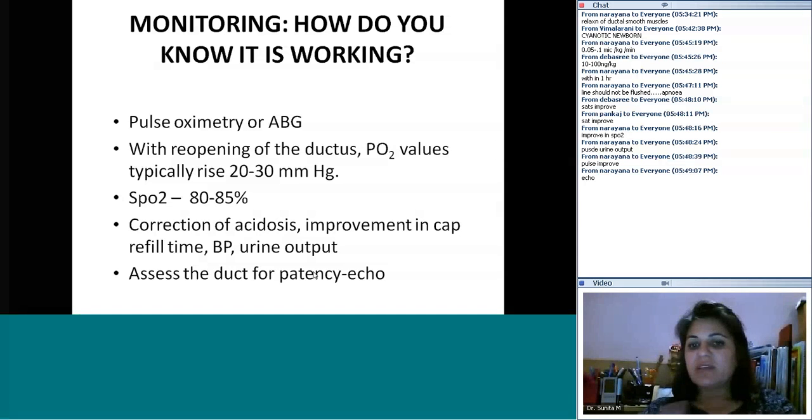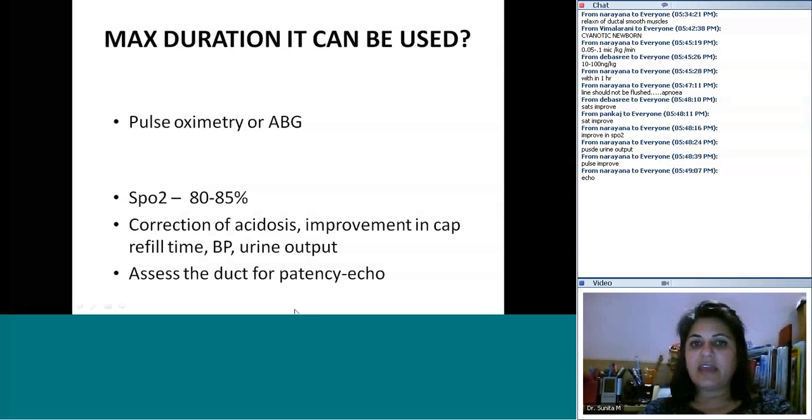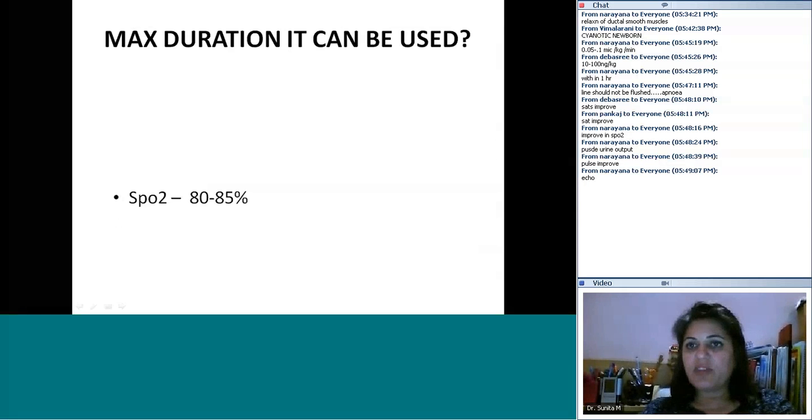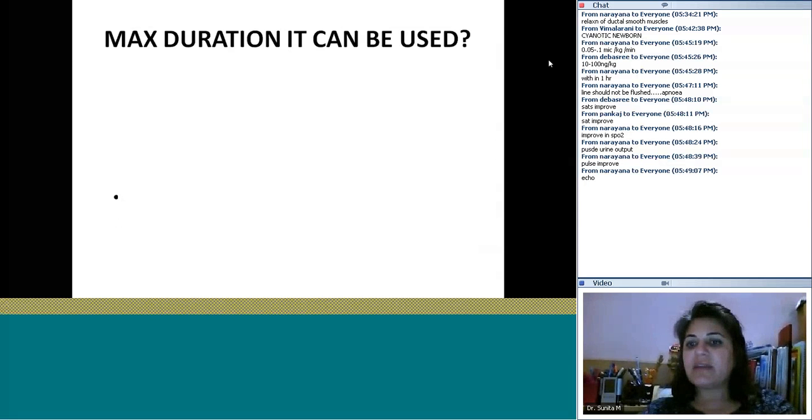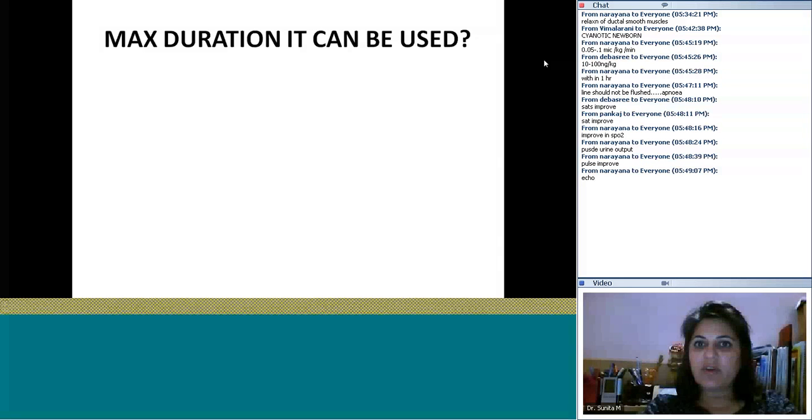And since the prostaglandin acts within 30 minutes to 2 hours, all this should be reassessed within 2 hours. So let us say at 2 hours, patient has still got a saturation of 60, or he's still acidotic. You look at the echo, duct hasn't opened. Then you have to reevaluate whether it makes sense to continue on it.